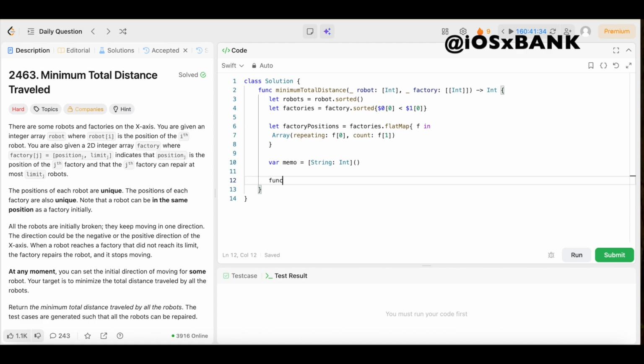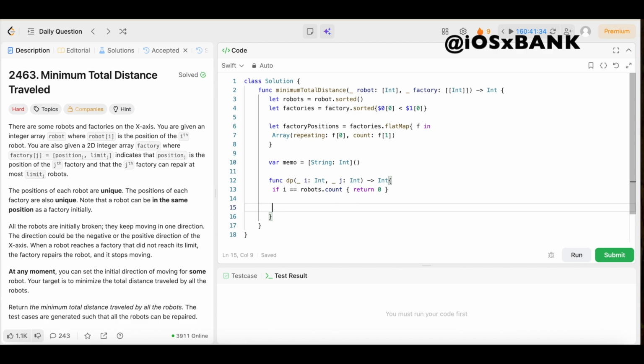So we're going to say func dp, open up the parentheses, underscore i, colon, that's going to be an int, comma, underscore j, colon, that's going to be an int, and it's going to return an integer. We'll open up the brackets, and for our base case, all robots have been assigned and there's no cost. So we'll say if i equals robots dot count, we'll open up the brackets and we can return 0. Boom.